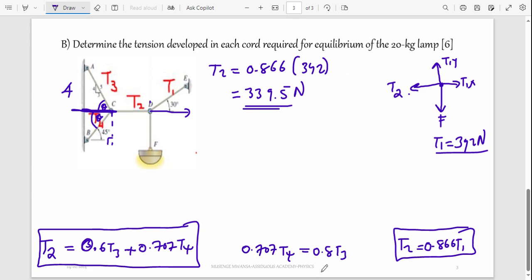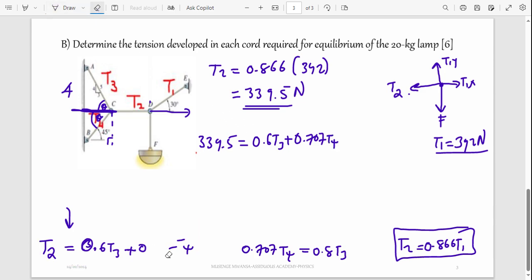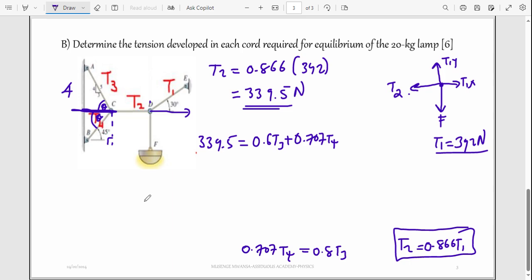After finding that, we can come and now find the other terms. So I'm going to come to this equation where there is T2, I'll substitute what I found. So that would be 339.5 is equal to 0.6 T3 plus 0.707 T4. Okay, this is the equation that we are going to end with after we substitute in this one. Now what I'm going to do is make T4 the subject of the formula in this one here.